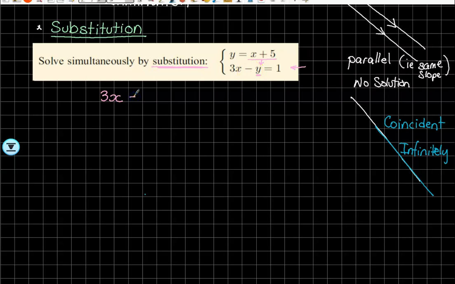Take. I put take, but I'm not taking y. I'm taking x plus 5, because that is y. I'm careful here, because I'm going to make sure I use my bracket. So I've done this. What comes next? Equals 1.